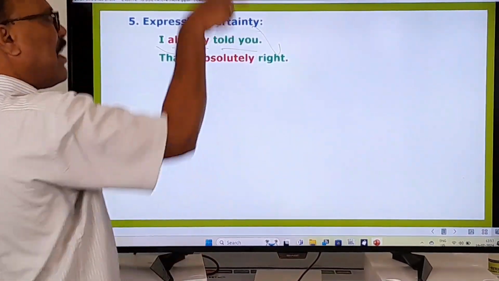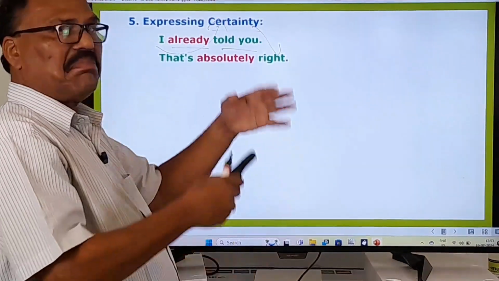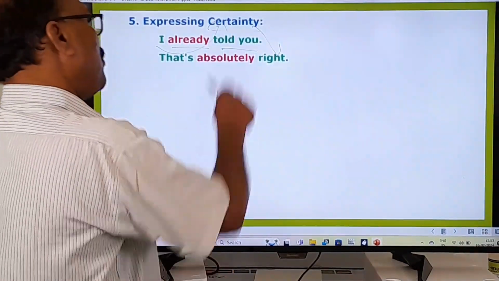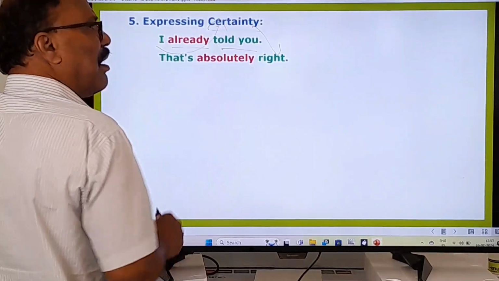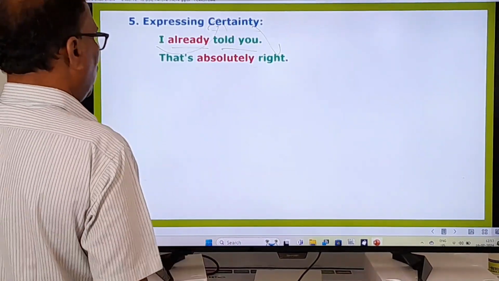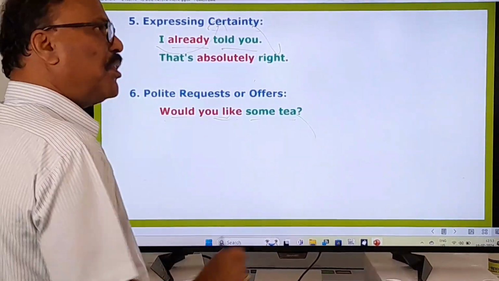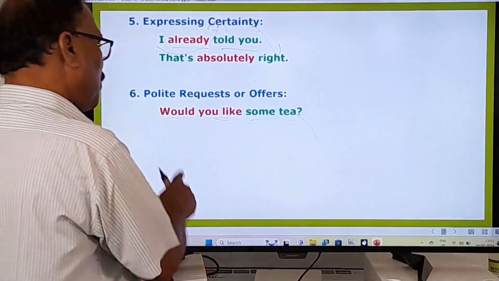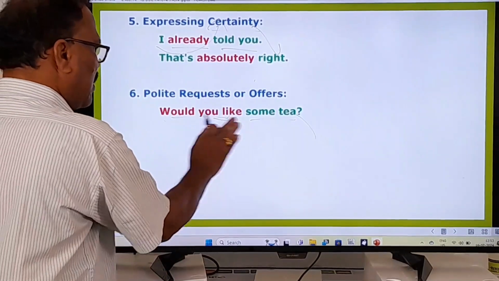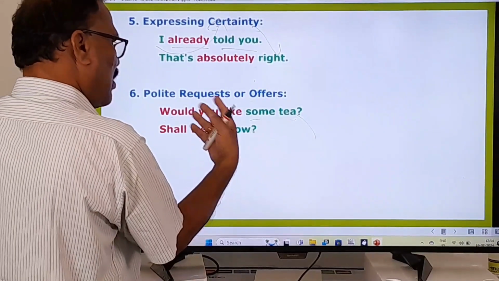That's absolutely right. That's absolutely right. Absolutely correct. Absolutely. So this red part is receiving the rising intonation and this green part is receiving the falling intonation. Here you see polite requests or offers. Okay. And here, would you like some tea? Would you like some tea? See, how do you say this? Would you like some tea? It's a request, an offer.